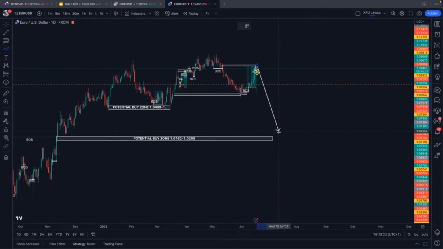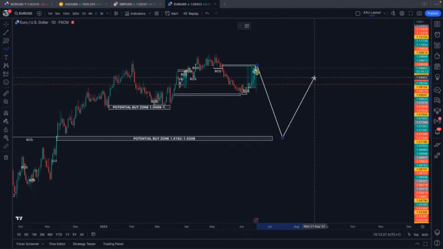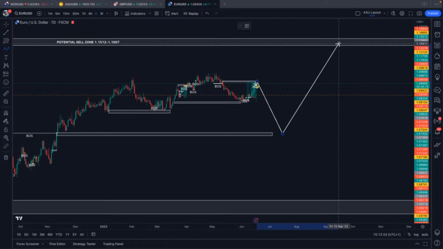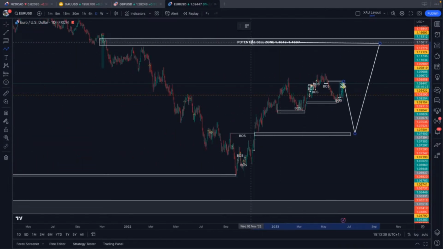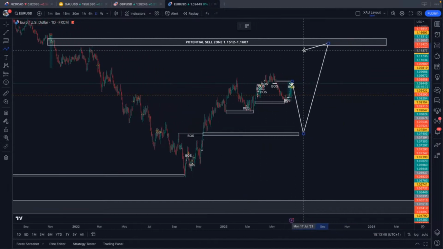So we want to see price go short from here, probably trade us into this demand zone, as this is a 4-hour demand zone. This is going to then encourage price to trade higher and into this higher time frame supply zone. This is obviously a weekly and daily time frame supply zone.